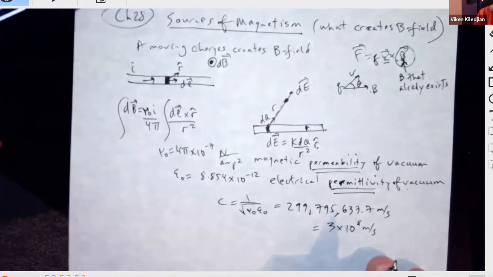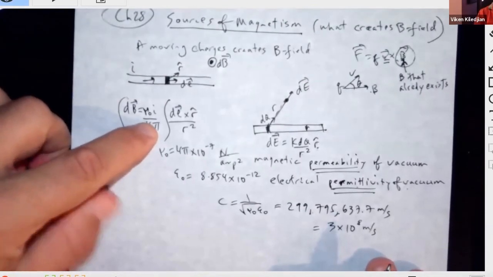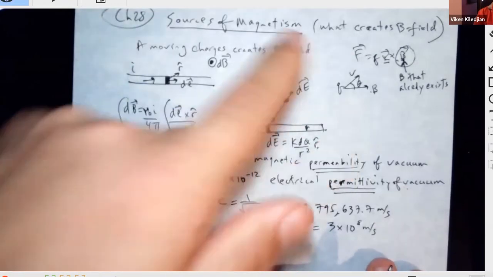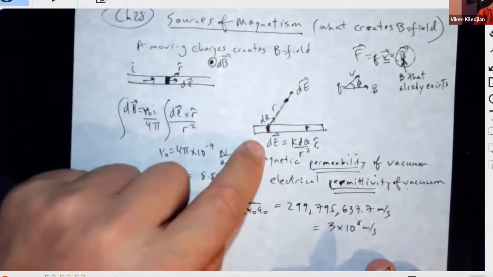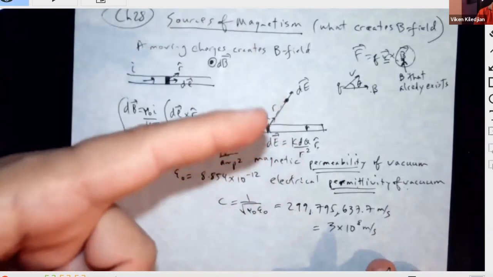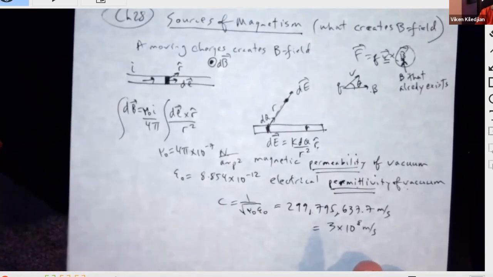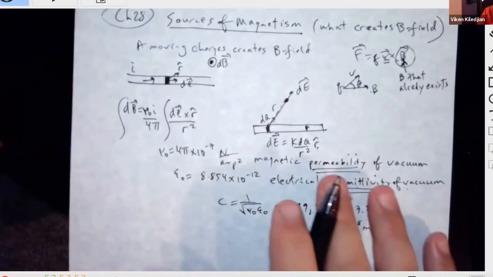Okay, so now using this, we can then calculate the magnetic field created by straight wires, bent wires, semicircular wires. So here we go again, just like we did for electric fields. We're gonna use the Biot-Savart Law. Let's do the straight wire first.